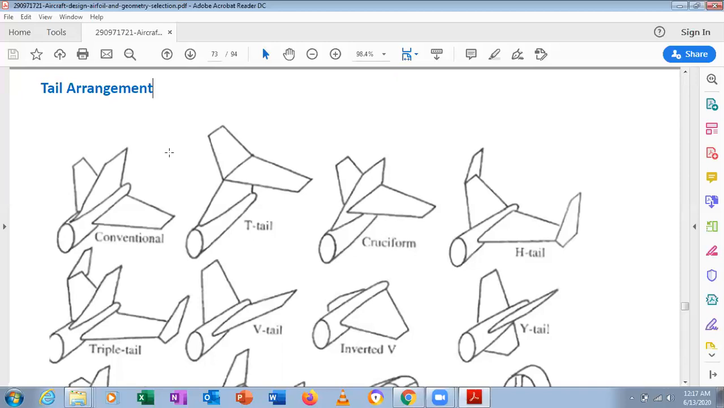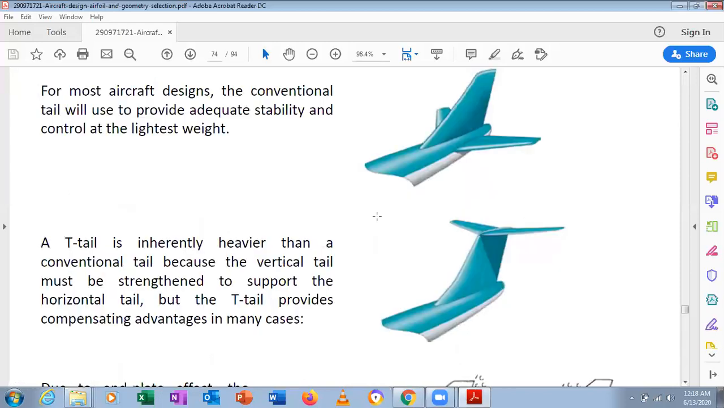Therefore we can see that this is called a conventional tail, this is called a T tail, where the horizontal tail is kept on top of the vertical tail. This is called cruciform, at midway of the vertical tail, and this is called an H tail, this is called a triple tail, this is called a V tail, this is called an inverted V, and this is called a Y tail, correct? So these are all the different types of tail configurations.